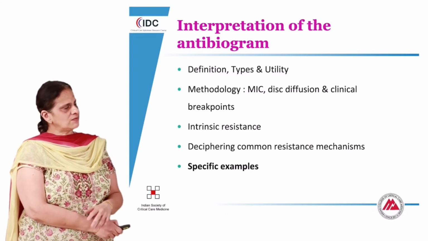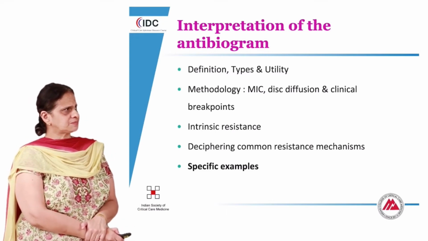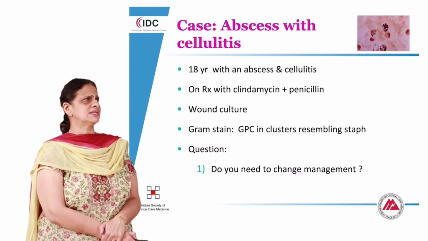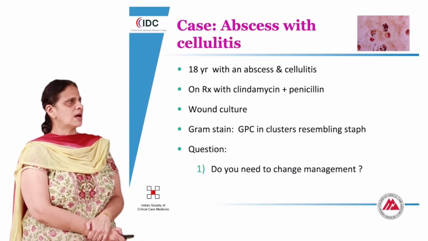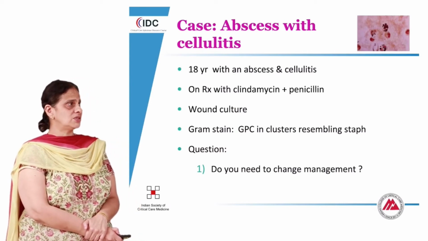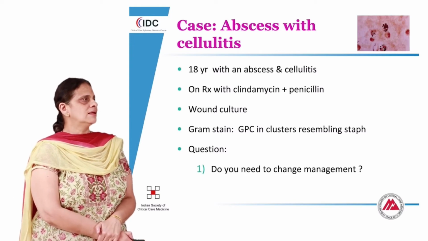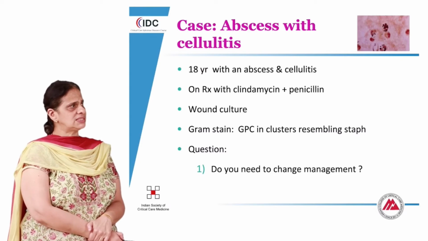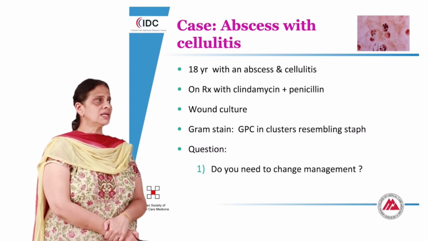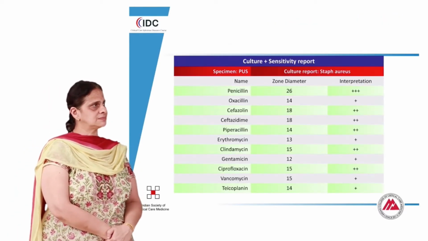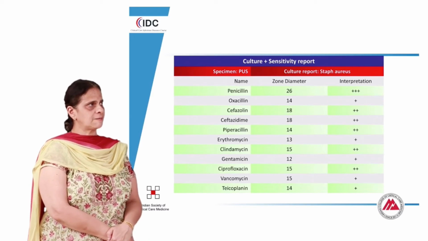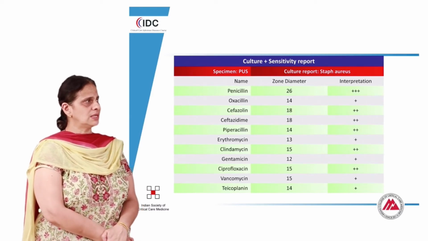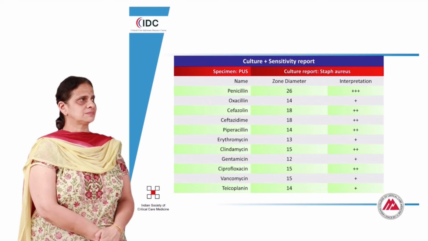I'm just going to give you some specific examples here. Let's take this case, an abscess with cellulitis, an 18-year-old who comes with an abscess and cellulitis on treatment with clinda and penicillin. The gram stain shows gram-positive cocci in clusters resembling staph. Do you need to change management? This is the susceptibility test. You're seeing pus, and you're seeing that this is a Staph aureus report, and these are the zone diameters.